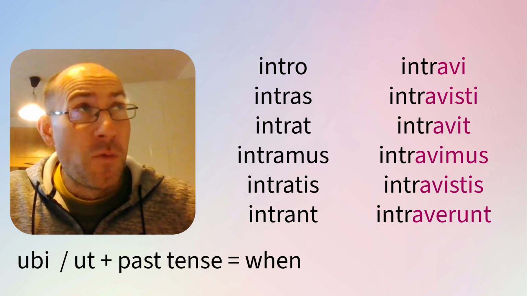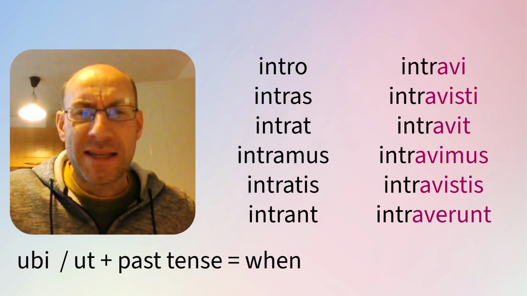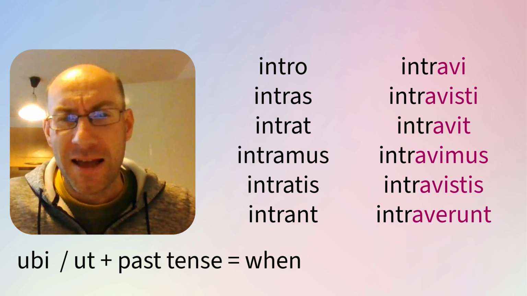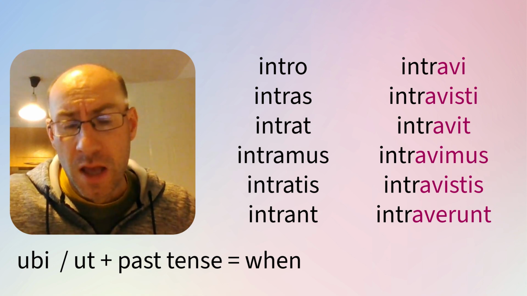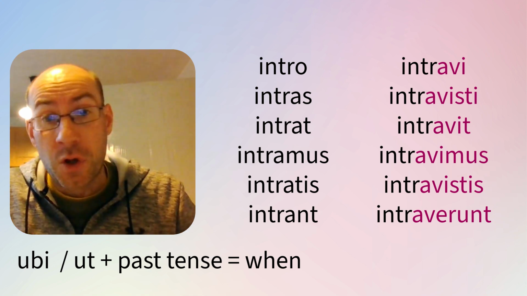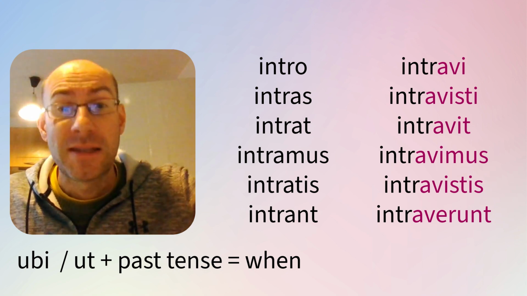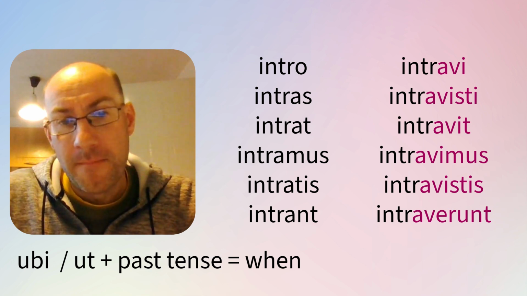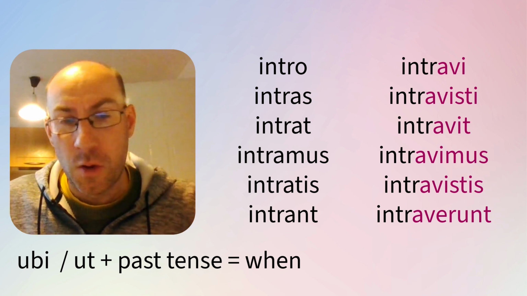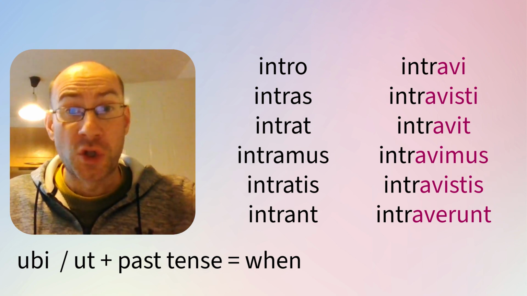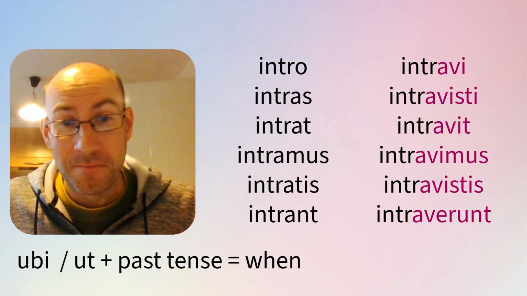So ubi we've met as a question word. Ubi est Gaius? Ubi est Ancilla? Where is Gaius? Where is the slave girl? It can also be used as a joining word, a conjunction, as it is here, to say when something happened, to join parts of sentences together. So ubi we can use as when in the past, and ut similarly can be used in this way.